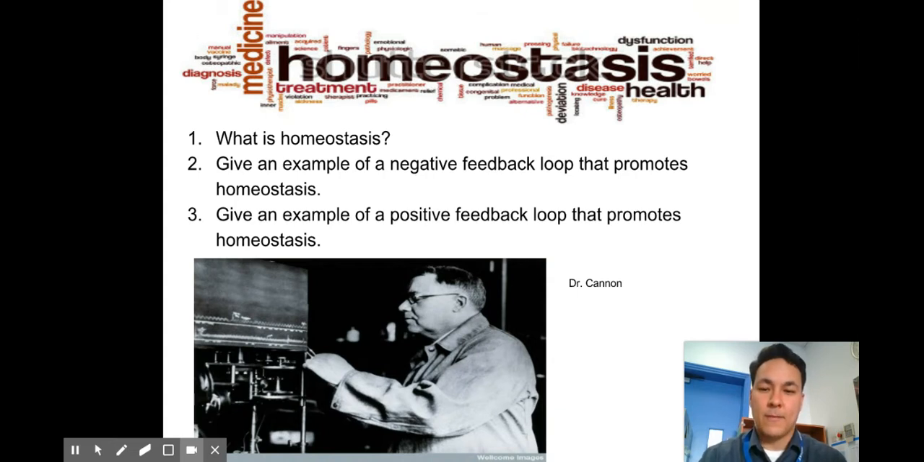There were some scientists before him, a guy named Bernard and some other people, but Dr. Cannon really coined the term. So what does it mean? Homeostasis means keeping things the same on the inside. And it's important to keep things the same on the inside so that our bodies can function.